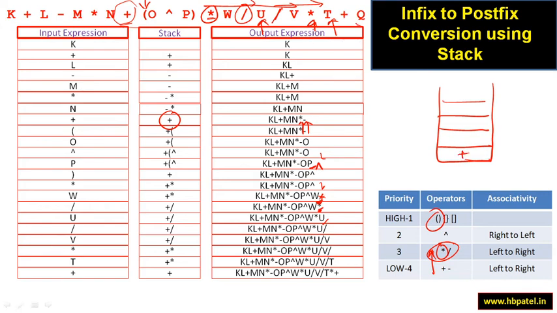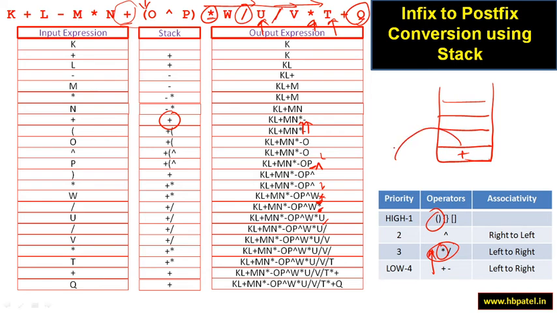And last I have Q. So that Q is pushed. Now this is the last character, so whatever is left on the stack I'm going to pop. Only plus is left, so I'm going to pop it and put it over here. So that's pop. Now this infix expression has been converted into a postfix expression like this.